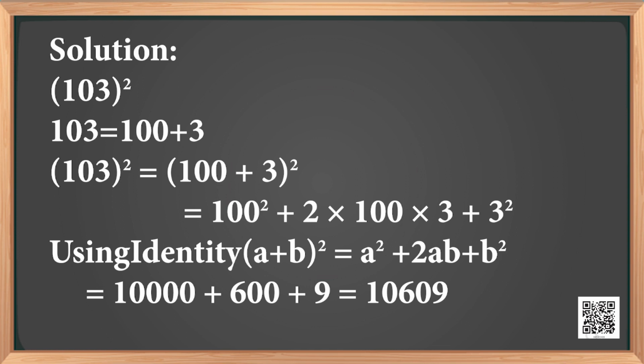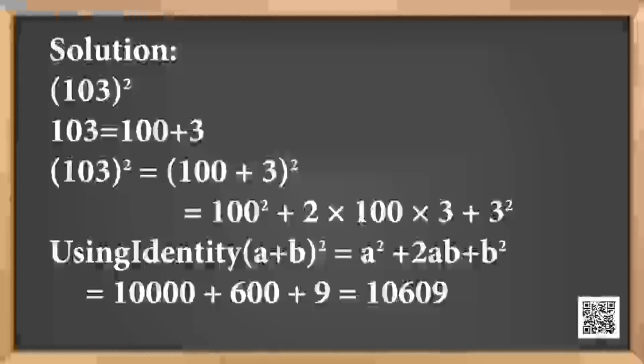We may also directly multiply 103 by 103 and get the same answer. Try yourself. You will see that (a + b)² = a² + 2ab + b² gives us less tedious steps than the direct method of squaring 103.